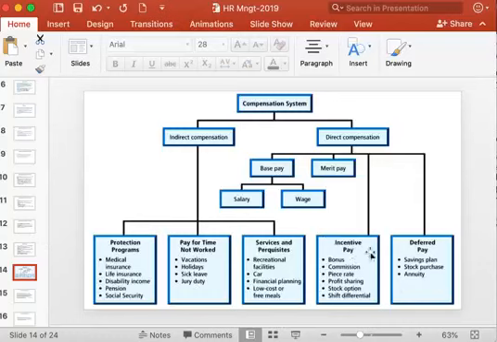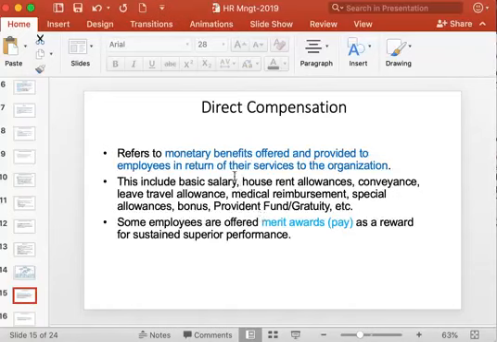Incentive pay consists of bonus, commission, piece rate pay, profit sharing, stock option, shift differential, and so on. Deferred pay consists of savings plan for the employee, stock purchase, allowing employees to purchase stock, and annuity. So maybe we can look briefly at each in the following slides.